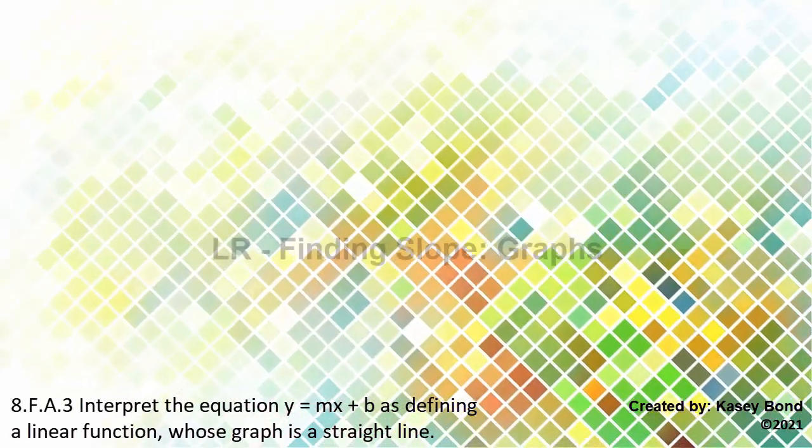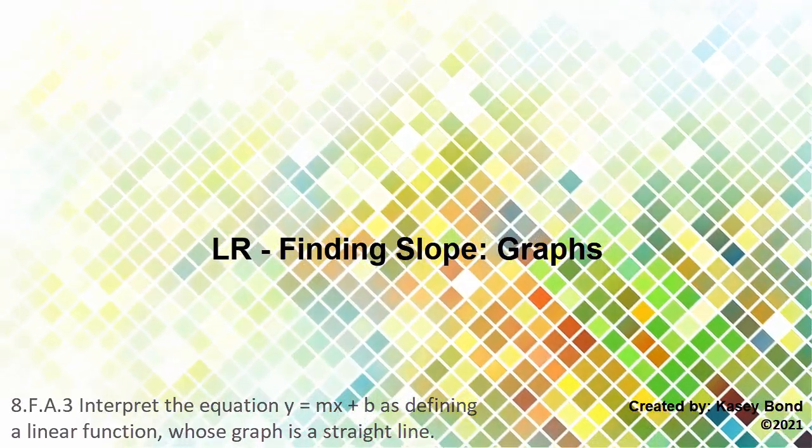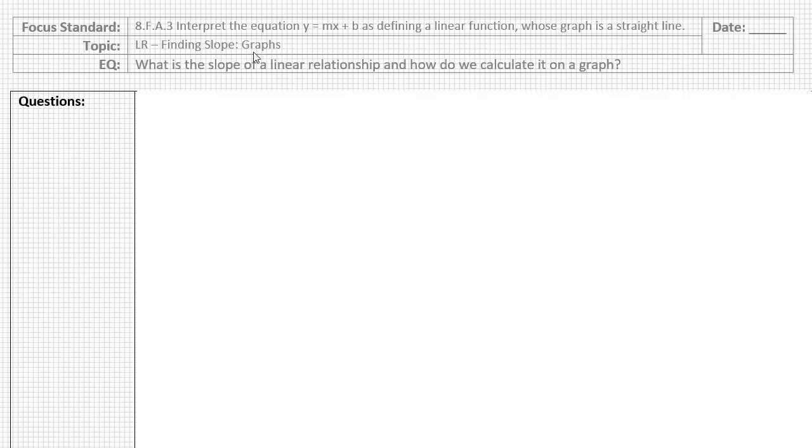For today's lesson, we're talking about linear relationships, finding slope from graphs. Our essential question is, what is the slope of a linear relationship, and how do we calculate it on a graph? Please take a moment, pausing the video if you need to, to copy down the topic and essential question in your header, along with today's date. Set up your question column and your note column, and resume the video when you're ready to begin.